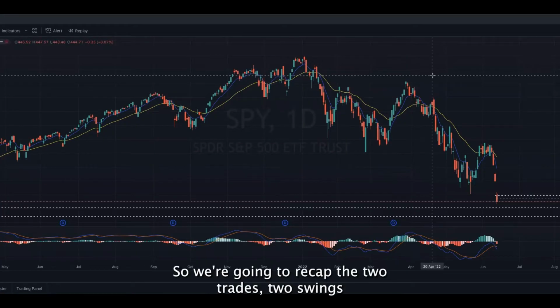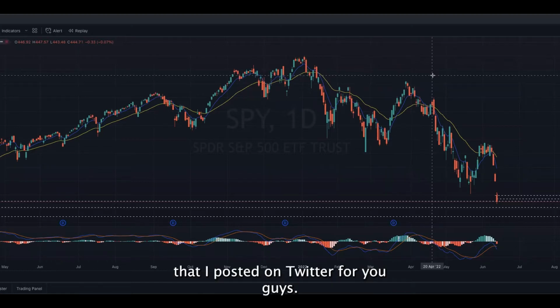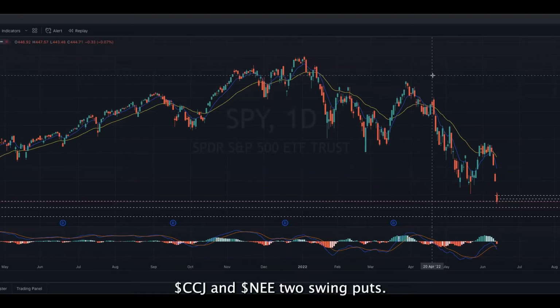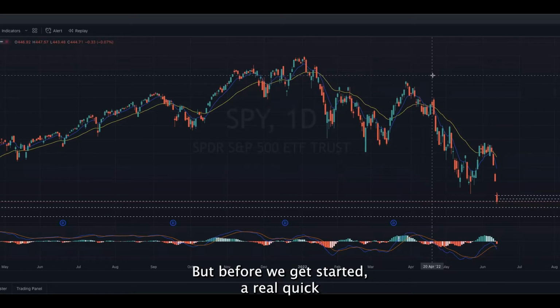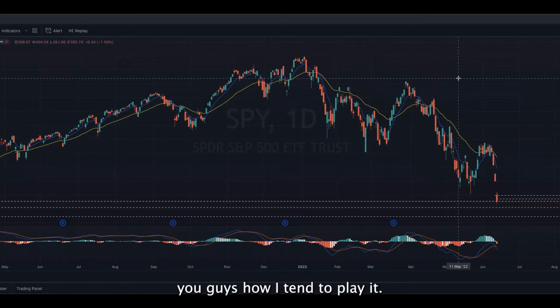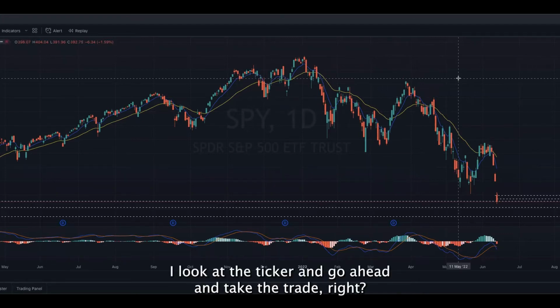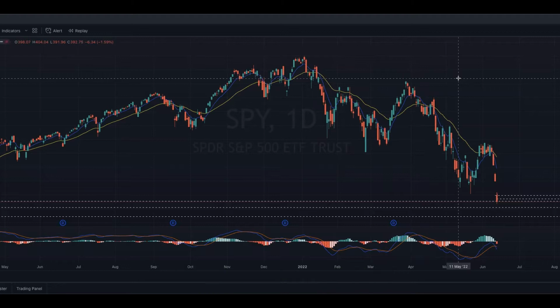So we're gonna recap the two swings that I posted on Twitter for you guys, CCJ and NEE, two swing puts. Basically, they both had the same strategy. But before we get started real quick, I'm gonna go over the strategy a bit and show you guys how I tend to play it, right? It's not just, I look at the ticker and go ahead and take the trade, right?